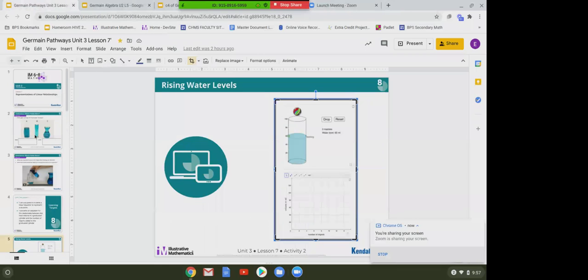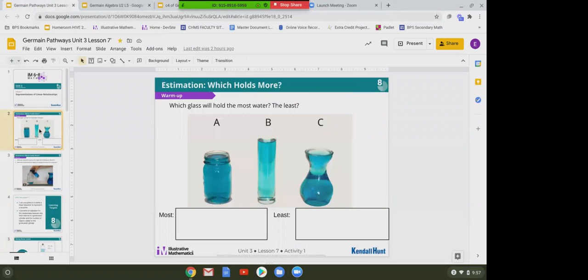I need you guys on slide number 2, and I need you to take 1 minute right now, 1 minute only, to decide which one of these glasses holds the most amount of water, which one holds the least amount of water. I just need the letter in this box right here. You're taking 1 minute right now. This is our warm up for the day.